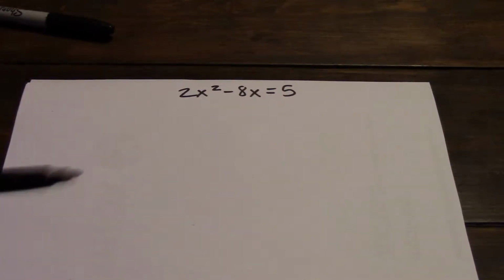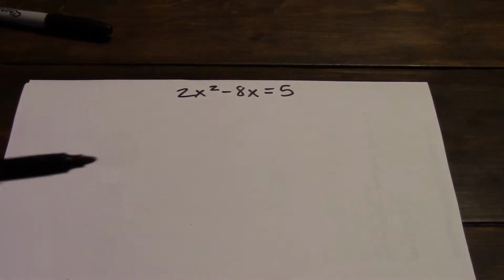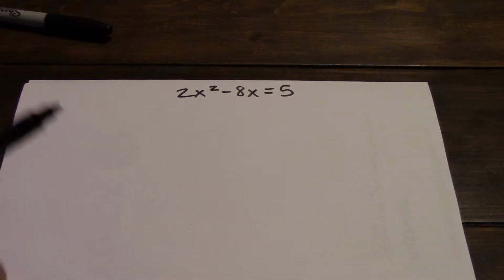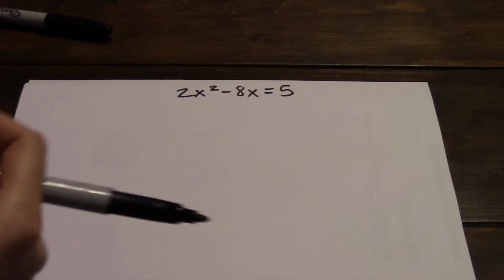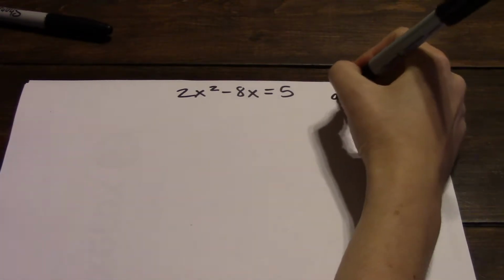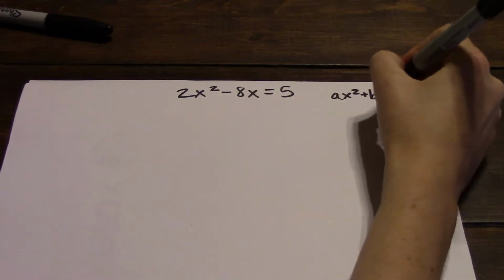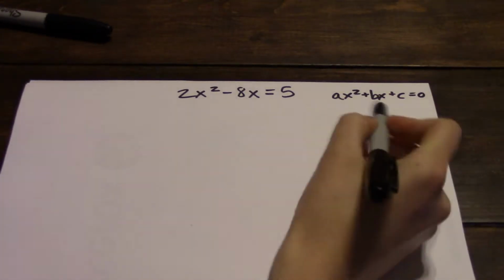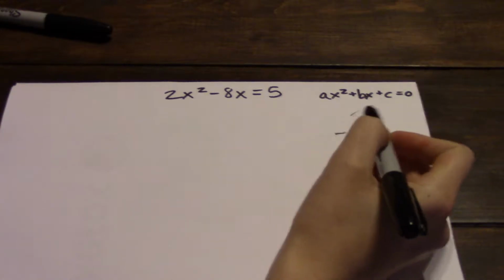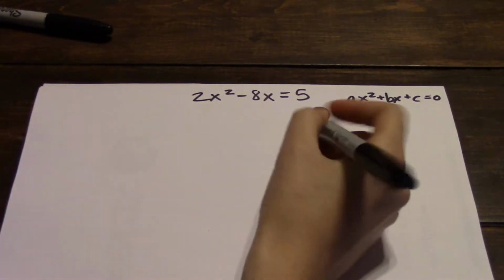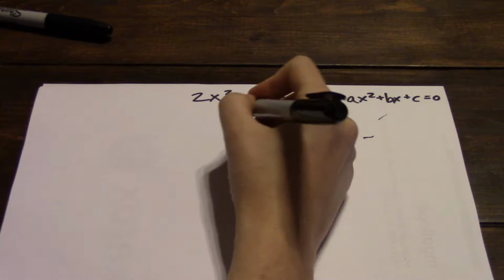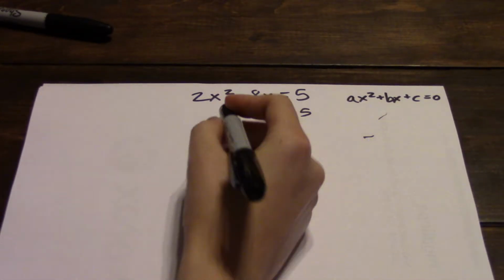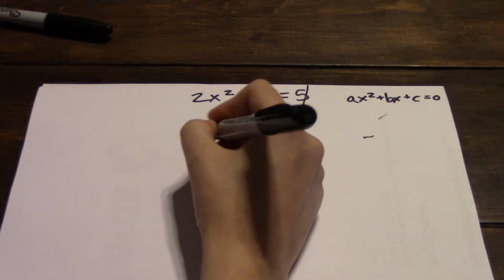Alright, here we have the quadratic equation 2x squared minus 8x equals 5. This quadratic equation is essentially this fellow here, and that's what we're going to want to get it to look like. So first things first, we're going to set the equation to 0 by subtracting 5 from either side. The 5 cancels out.